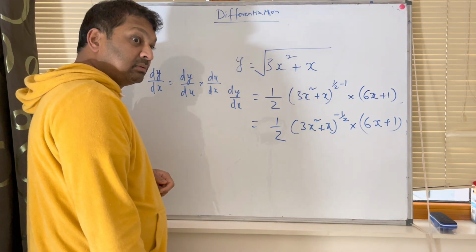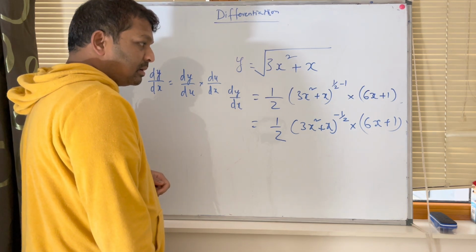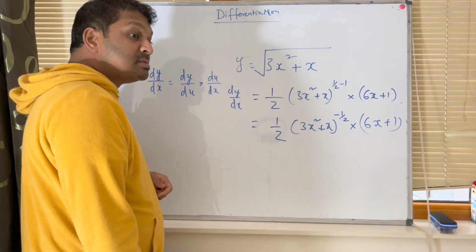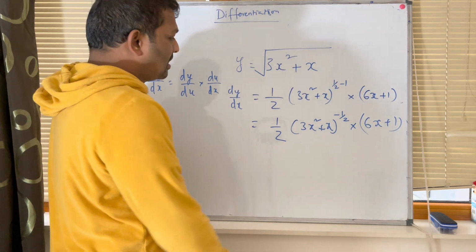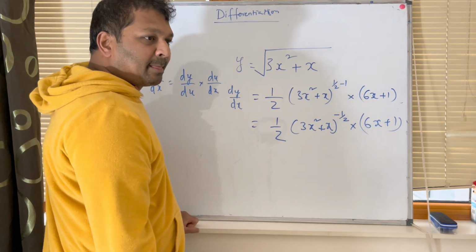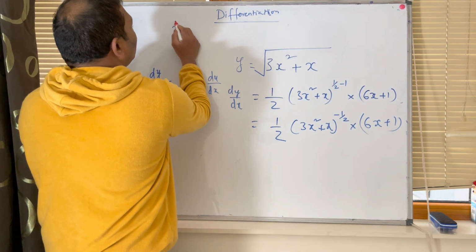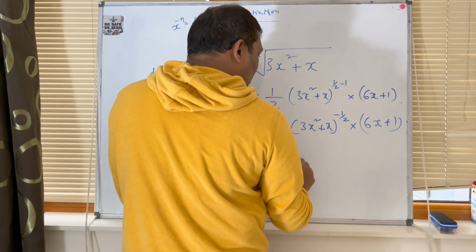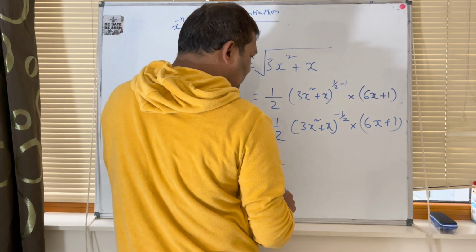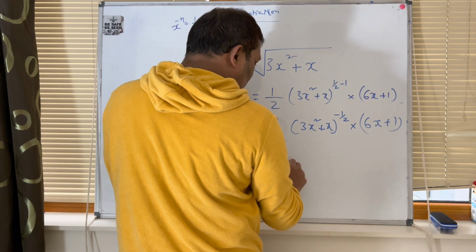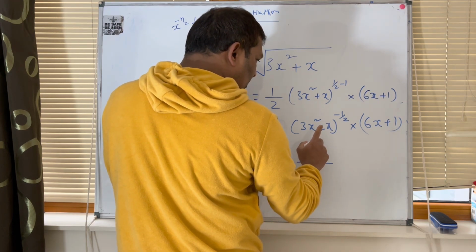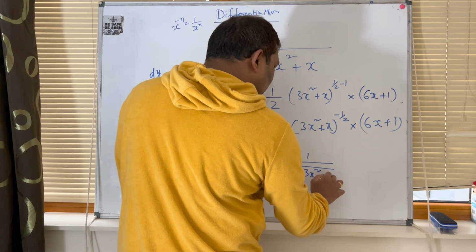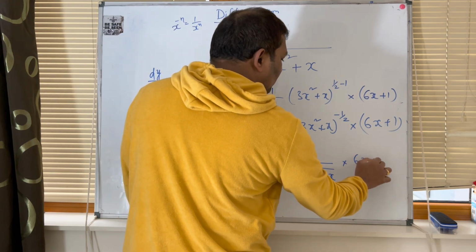So how can we write this one again, with the minus 1 by 2, in the root form? x to the power of minus n is equal to 1 by x to the power of n. So it is 1 by 3x squared plus x whole to the power of 1 by 2, which is 1 by root of 3x squared plus x. Here the 6x plus 1, you need to keep everything in bracket.